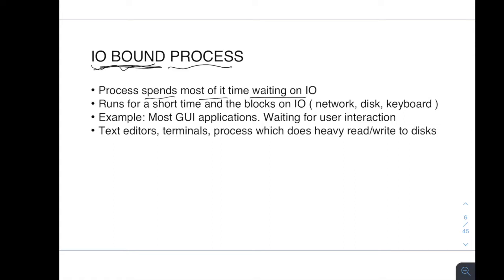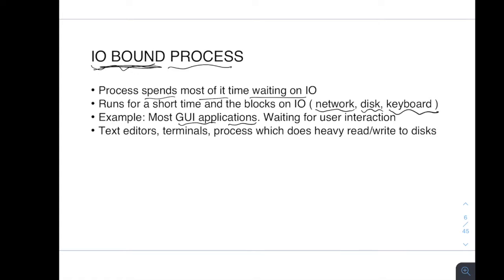These processes usually run for a short time and then again undergo IO, that is, they block on IO. This IO can be network IO, disk IO, keyboard IO. It can be anything. Typical examples of applications which are IO bound are most of the graphical user interface applications. You will think that these graphical user interface applications are not reading or writing much to the disk, right?